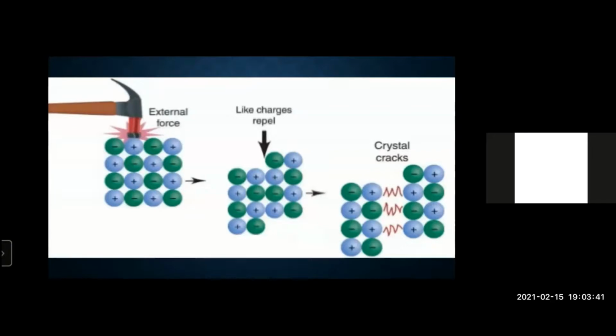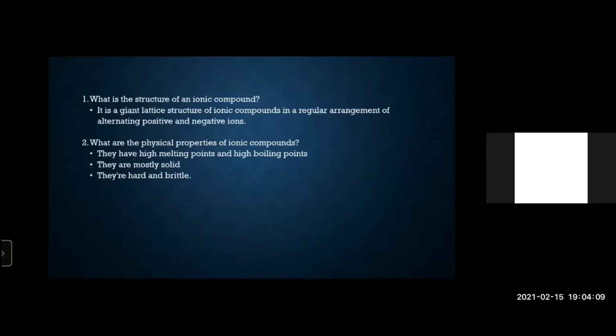So you have an ionic lattice at the very left. You have positive and negative ions, anions and cations, held together by electrostatic forces of attraction. When you apply an external force on this ionic lattice, the like charges come together, and as we know that like charges repel, these particles move away from each other and you have crystal cracks formed, as shown on the right side. So that's why they're brittle, which means that they can easily shatter when an external force is applied on them.